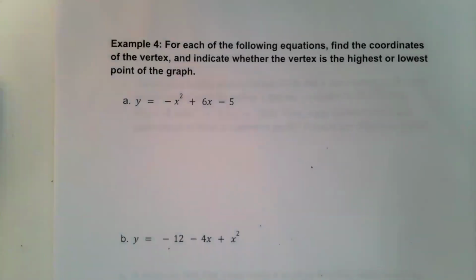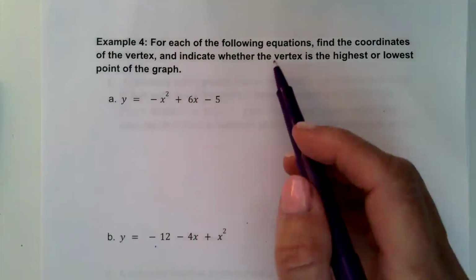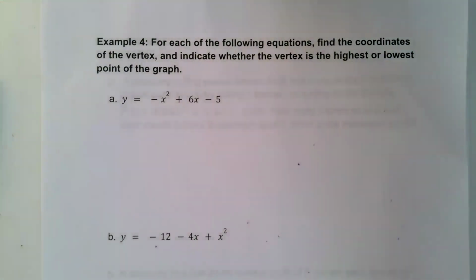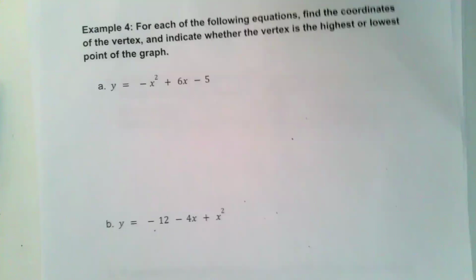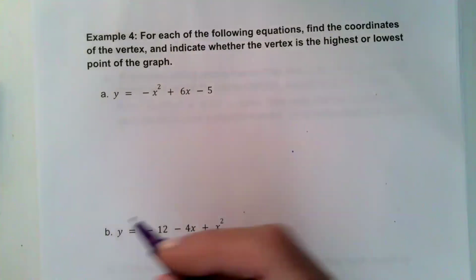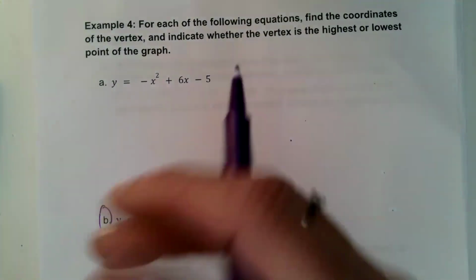So let's look at example 4. It says for each of the following equations, find the coordinates of the vertex and indicate whether the vertex is the highest or lowest point of the graph. So I'm just going to do one of these and then move on and leave them for the extra video. B and C are going to be on the extra video.